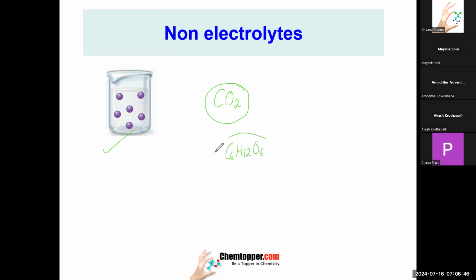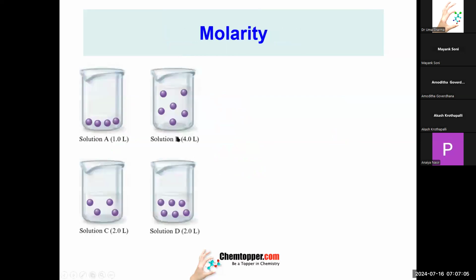C6H12O6: non-electrolyte. I2: non-electrolyte. Okay, so now you can easily identify weak electrolytes, strong electrolytes, and non-electrolytes.